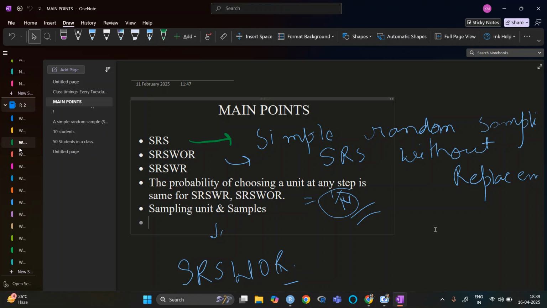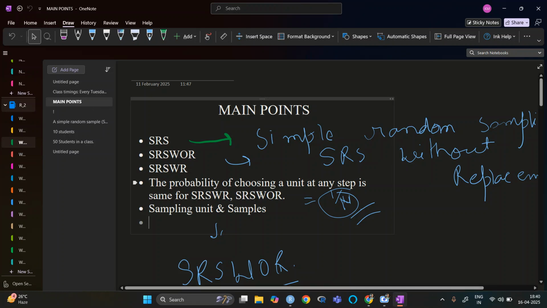So in without replacement, you just take one sample. Once you take that element out of one sample, then you cannot take that element again. Whereas in with replacement, you have taken out one element, you can put it back, and then you can mix your sample, and then you can take again. Now, the probability of choosing a unit at any step is the same for SRSWR and SRSWOR.